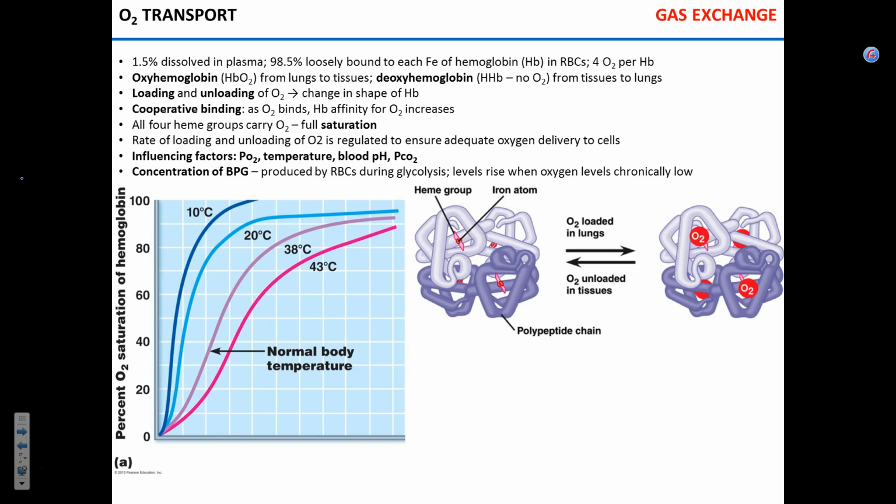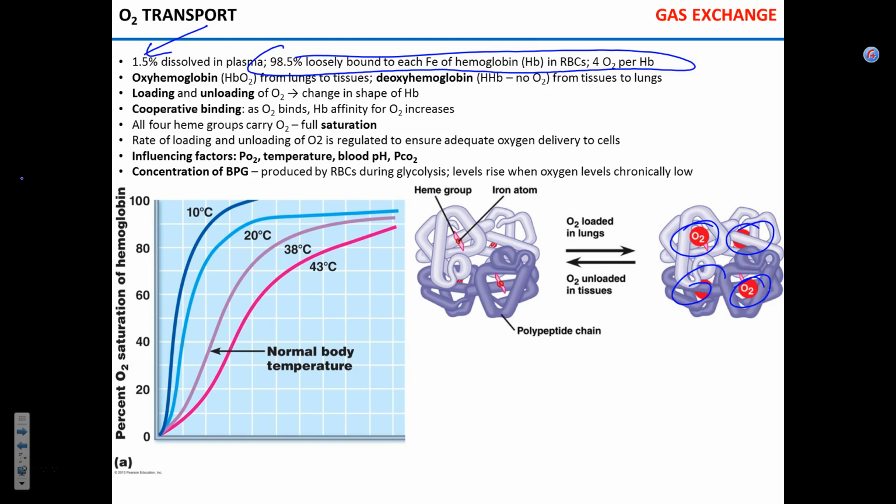So we're going to be talking about transport of oxygen, and it turns out that the vast majority of oxygen is transported by hemoglobin. Only about 1.5% is directly dissolved in plasma. The rest of it is bound to the iron in hemoglobin. We good so far? Am I clear here? Now, there are 4 irons in the hemoglobin, meaning 4 oxygens. Is that clear?